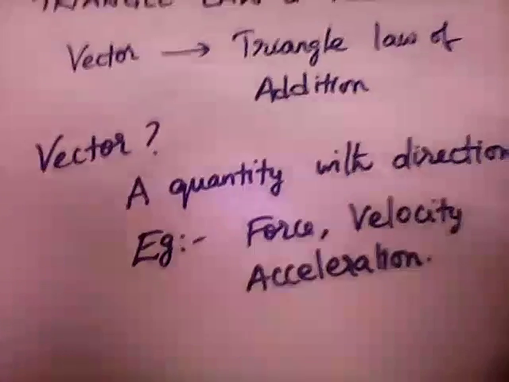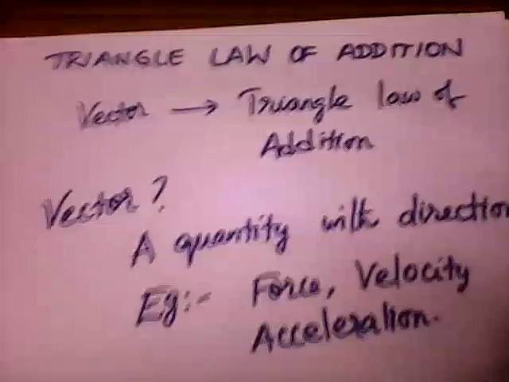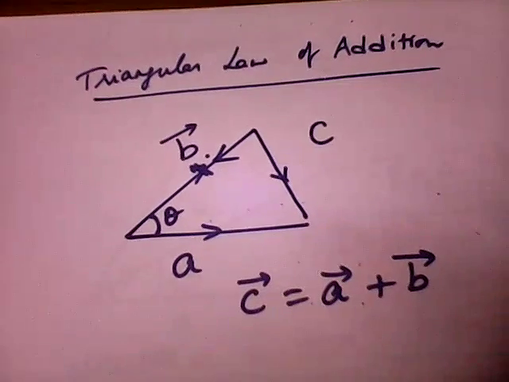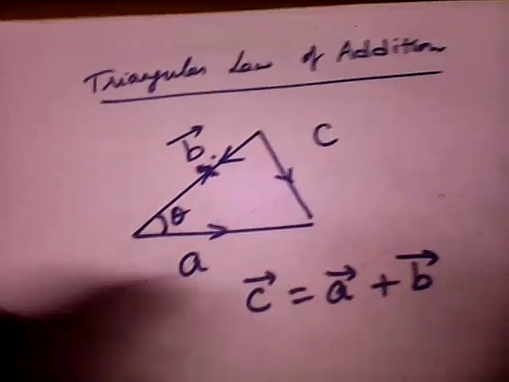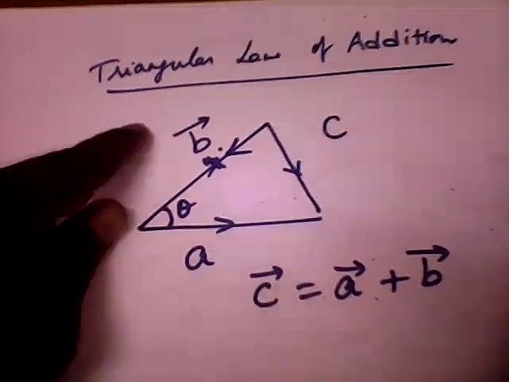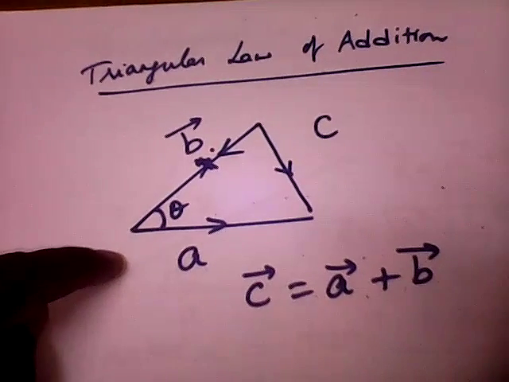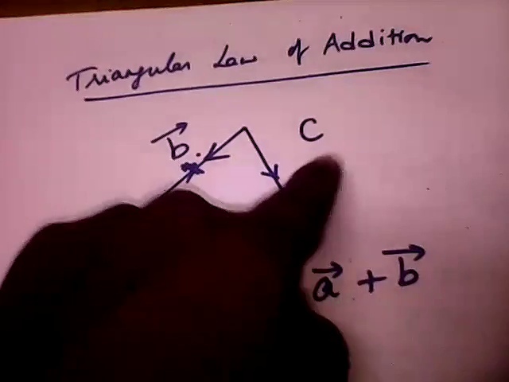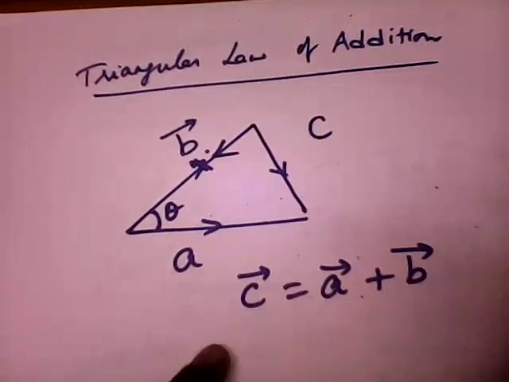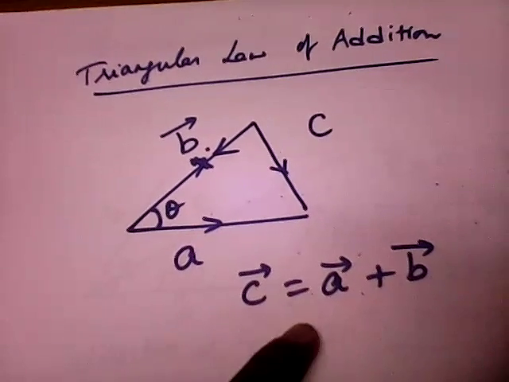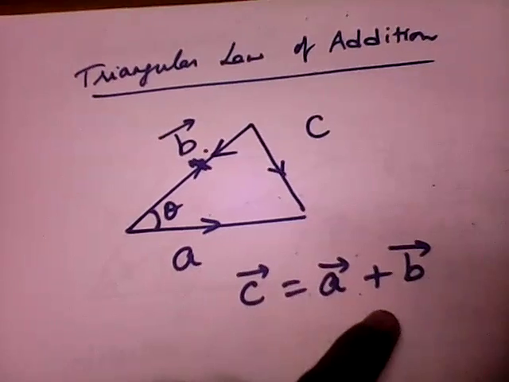Next, we are going to see the triangle law of addition. For example, A is a vector and B is also another vector. Both are acting in clockwise direction. So the resultant will be the C vector. So the answer is C vector is equal to A vector plus B vector.